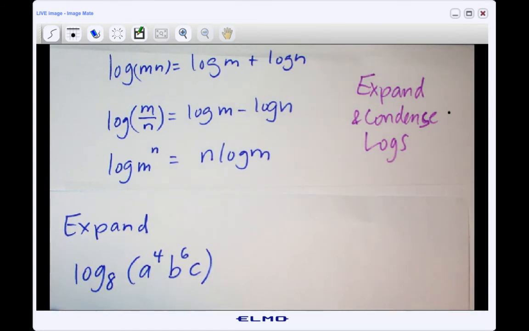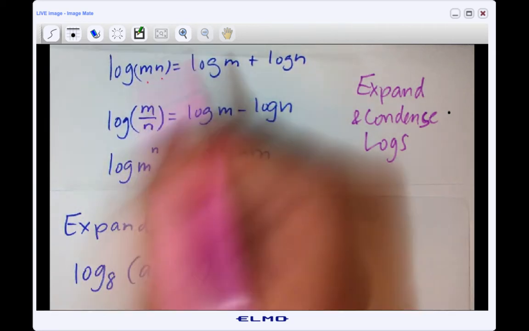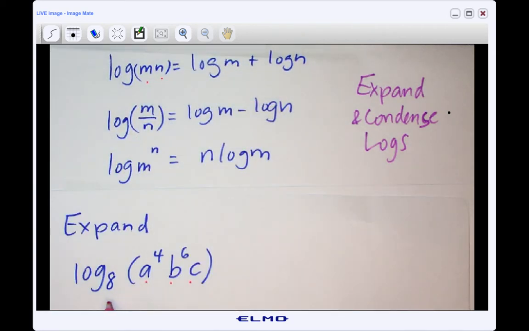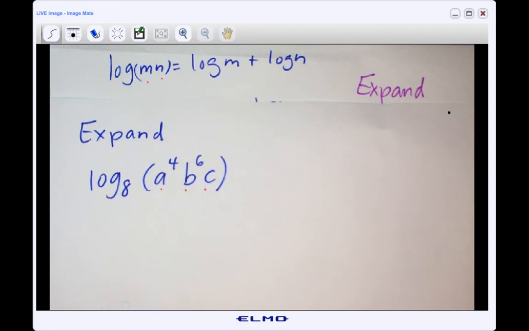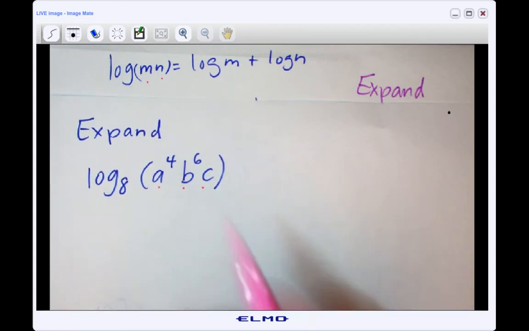So let's take a look at this log. I'm going to use this first rule that we have here, because we can see that we have things multiplied together inside of a logarithm, just like we have here. This one happens to be base 8. We said earlier it makes no difference what base we use. The rule is the same for all the bases, as long as the base is the same in all the expressions.